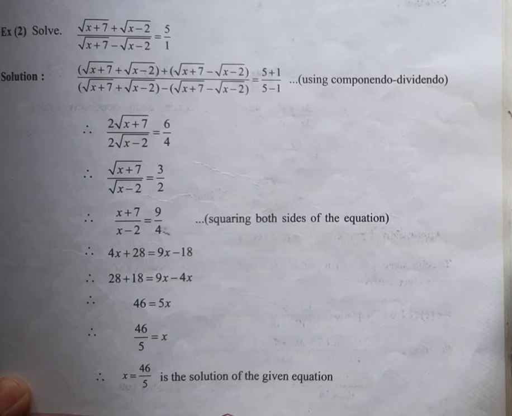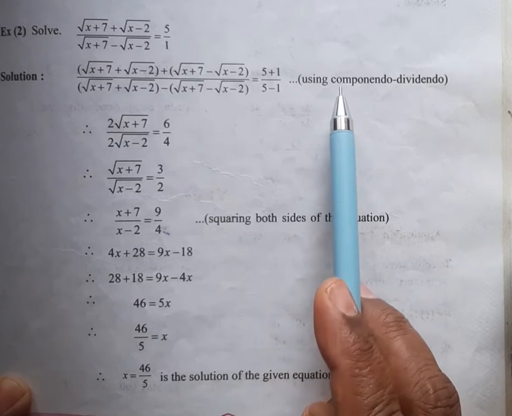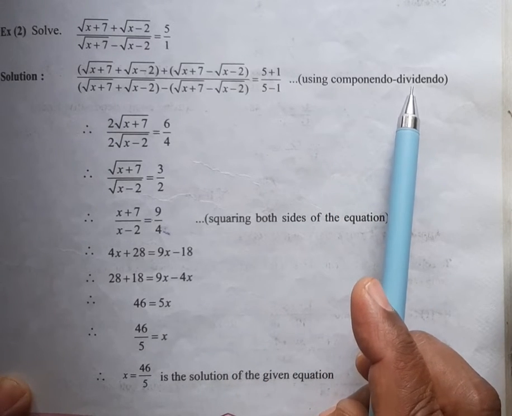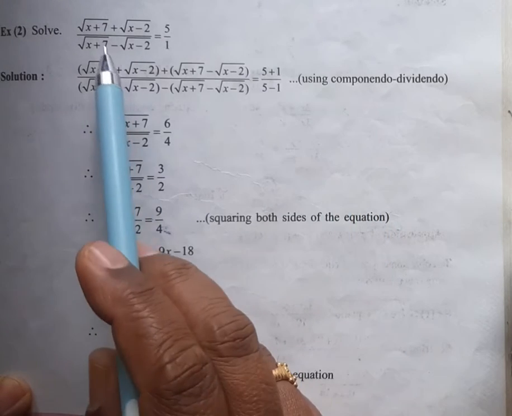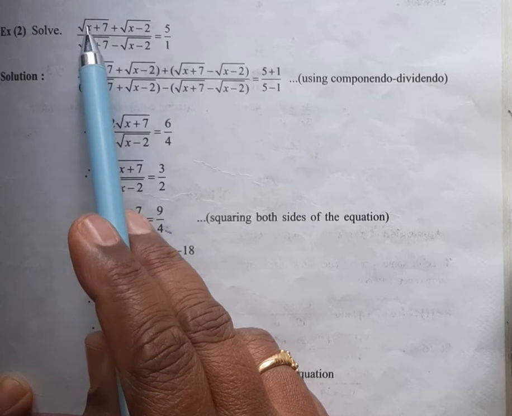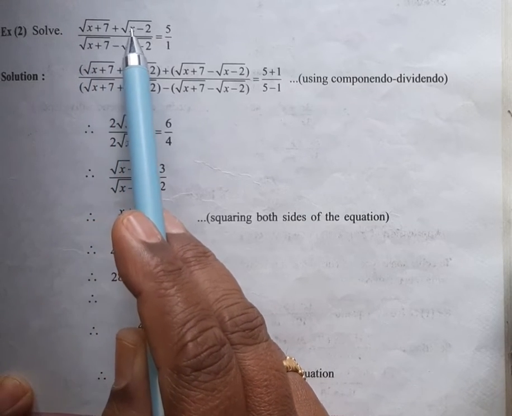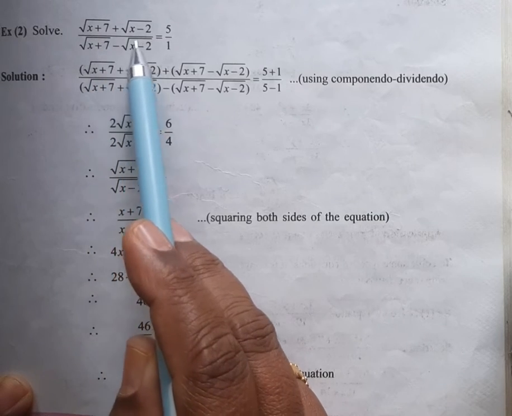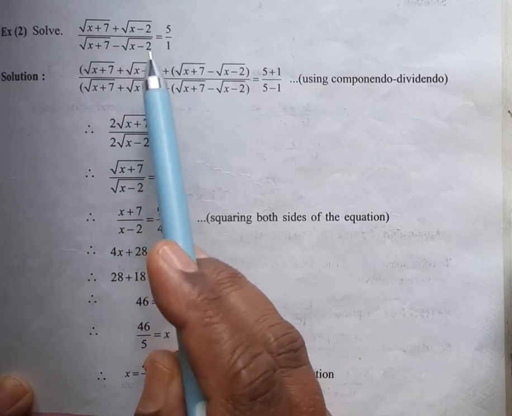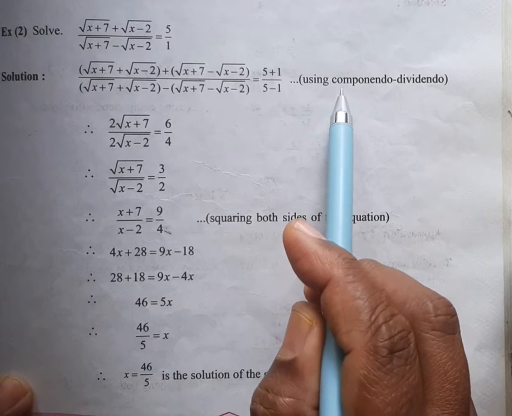Hello, today we'll see how to use the concept of application of properties of an equal ratio by using the property componendo and dividendo simultaneously. Very easy question. You can see here I have taken this solved sum: (under root x plus 7 plus under root x minus 2) upon (under root x plus 7 minus under root x minus 2) is equal to 5 upon 1. Now what we are using here is the property componendo and dividendo.